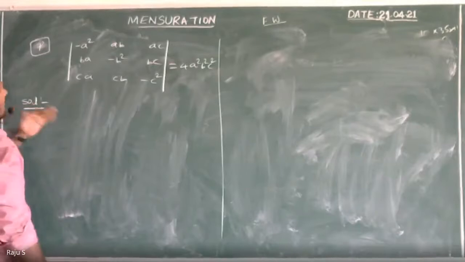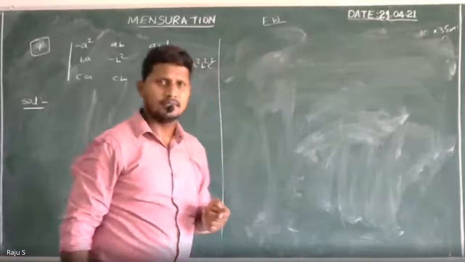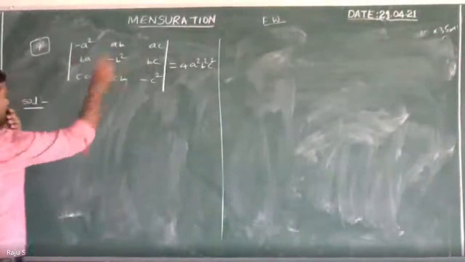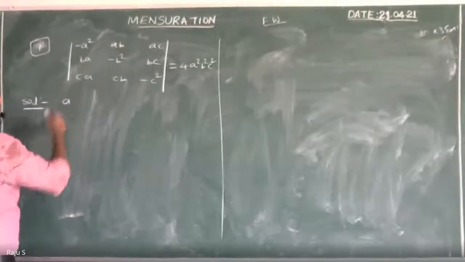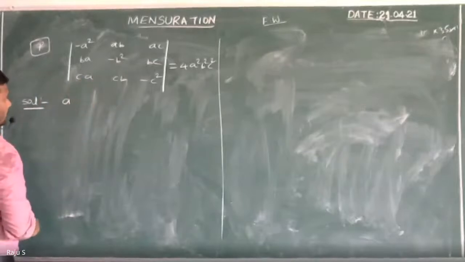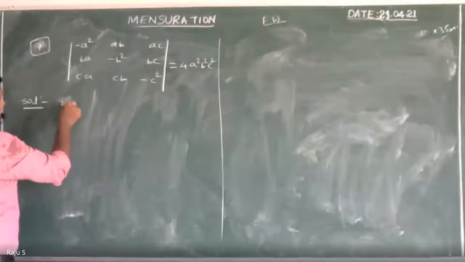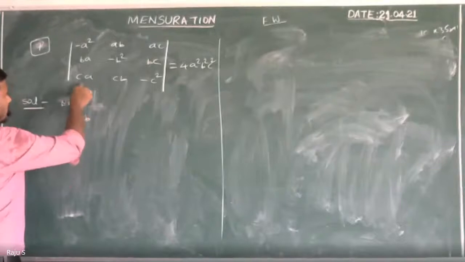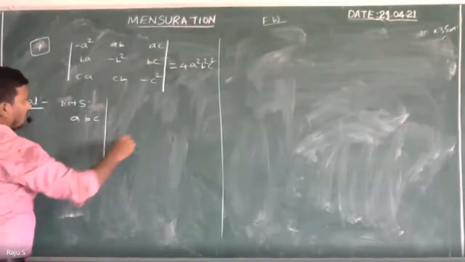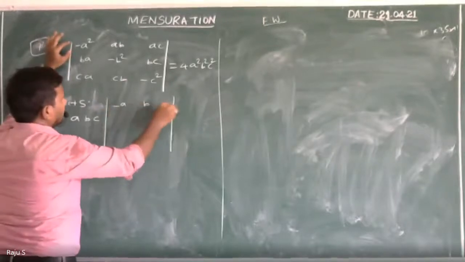Is there anything common, row wise or column wise? Is there any common row wise? Yes, in the first row, a is common. Is there any common in the second row? b. I'm taking the LHS. In that LHS, first I'm taking a, b. In the third row, c is common. When I take these values, the remaining value is minus a, b, c.